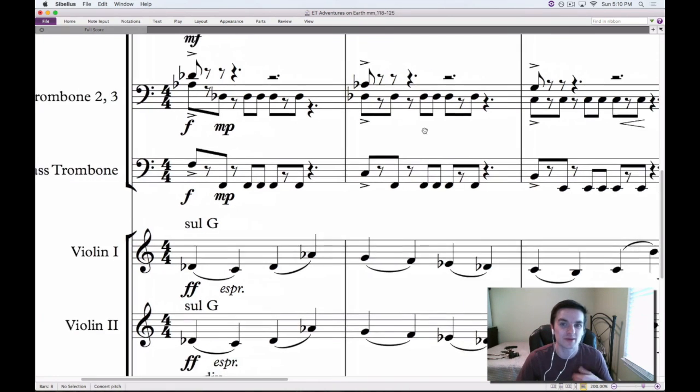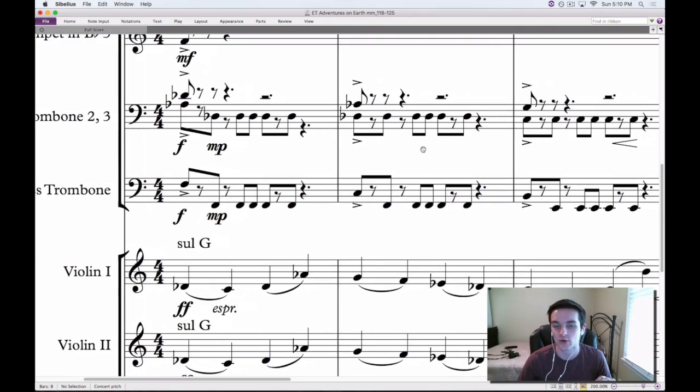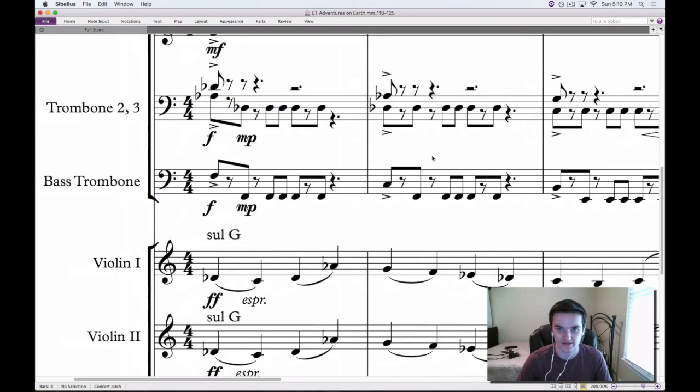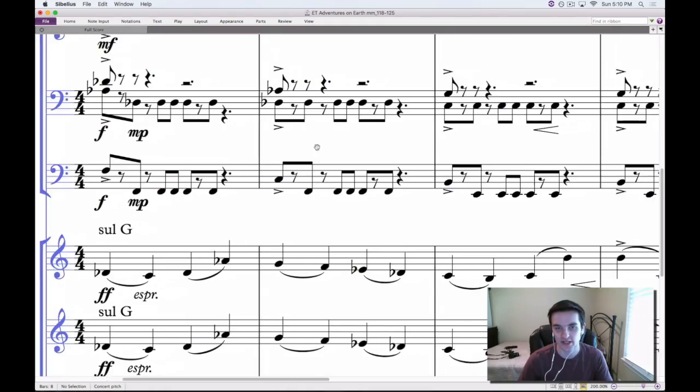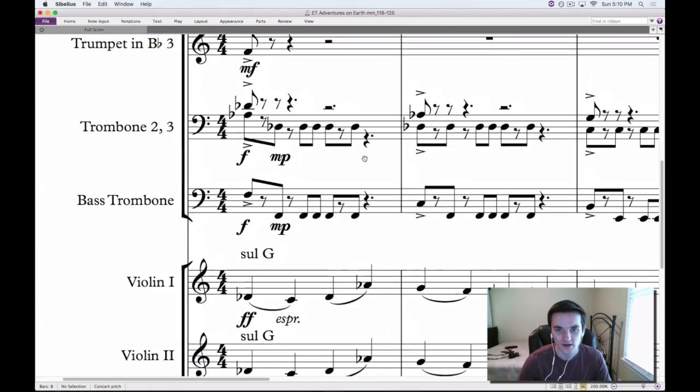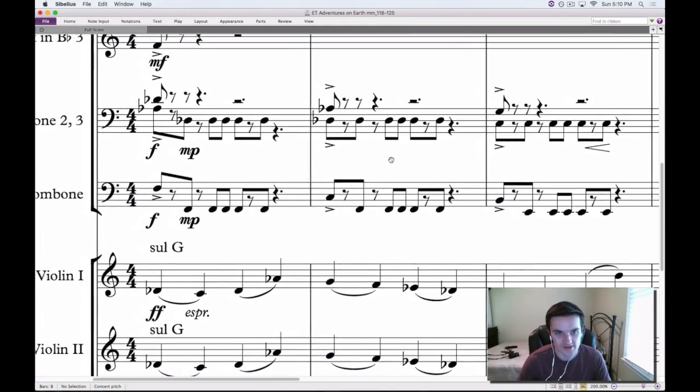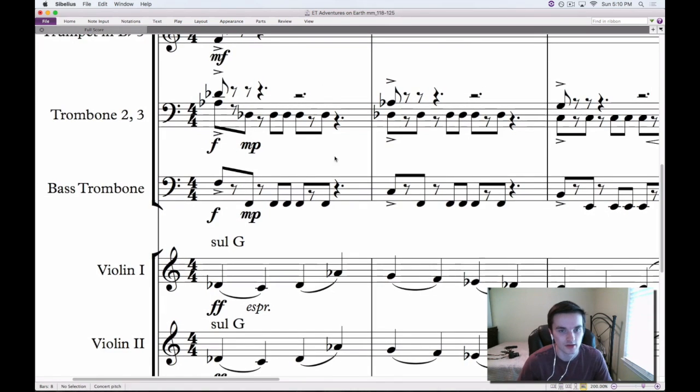I think it makes it easier to read, but there are some music engravers that don't like beaming over rests. They think that it's ugly looking, but functionality and readability over aesthetics any day of the week, in my humble opinion.